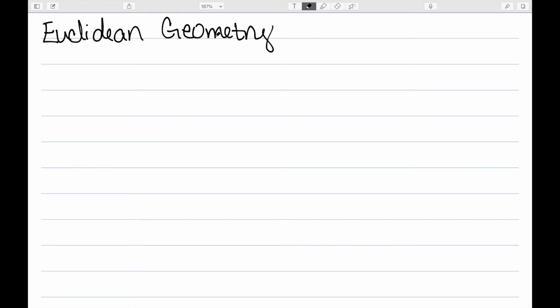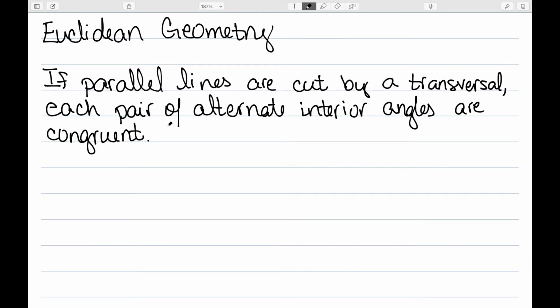In previous videos, I spent time on spherical and hyperbolic geometry, and I now want to look at Euclidean geometry. There are a few things unique to Euclidean geometry that I want to start by proving. The first one: if parallel lines are cut by a transversal, each pair of alternate interior angles are congruent. In a previous video, I proved that if the alternate interior angles are congruent, then the lines are parallel, and I now want to go the other way. I'm going to assume the lines are parallel and show that those angles need to be congruent.